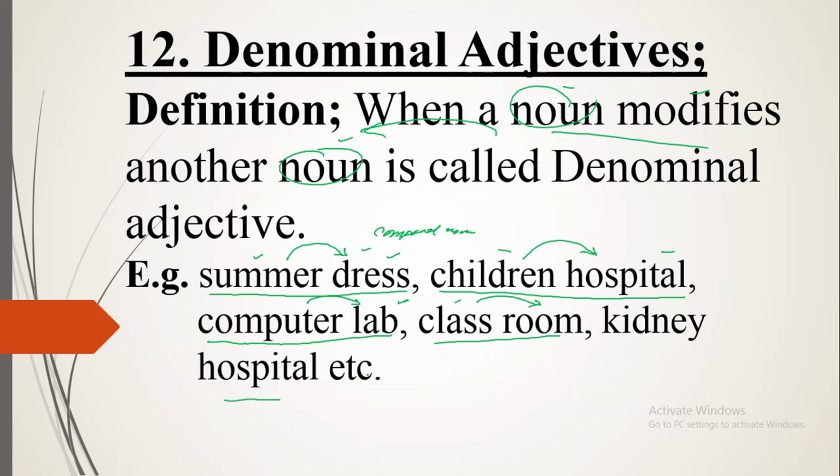Next example, we have got hospital. Hospital for what? Now see, kidney. Or there we have children. Here we have got kidney hospital, where only kidney and bladder are being treated. That is known as a denominal adjective. So there kidney is adding something in the meaning of hospital, and kidney hospital together is called a compound noun. But when kidney adds something in the meaning of hospital, then that is called a denominal adjective. Why? Because the first one is modifying the second one.